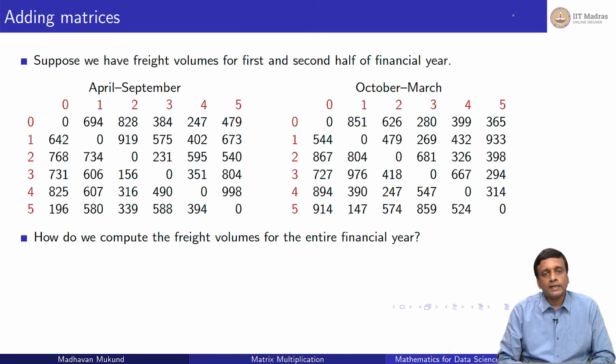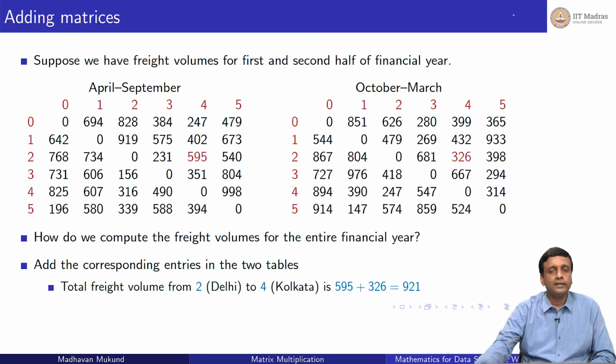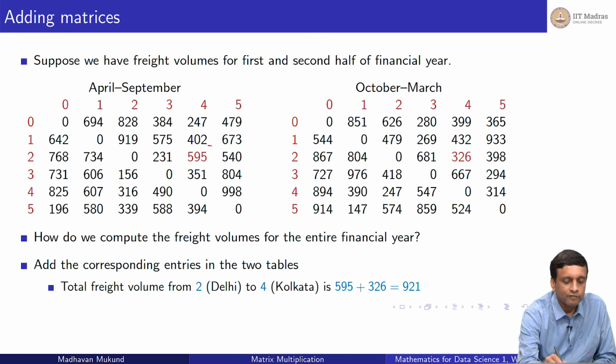So now a natural thing would be to compute the freight volume for the full year, given this information about the freight volume in the first half of the year and the freight volume in the second half of the year. And quite clearly, the freight volume for any pair of cities is going to be the sum of the two, right? So if you want to know how much traffic there has been from Delhi, which is city 2, to Kolkata, which is city 4, you look up the entry for the first half of the year.